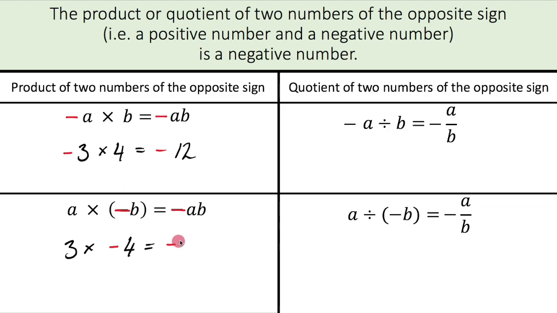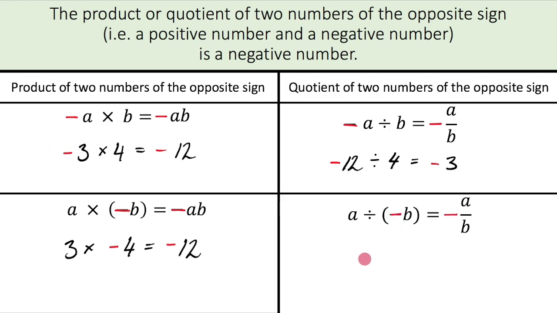Let's now move on to quotient of two numbers of the opposite sign. So here I have a negative number divided by a positive number, and my answer is negative. So again, I can give you proof of this. If I had negative 12 and I divided it by 4, my answer is going to be negative 3. And again, down here, now my negative is just over here, so I have a positive number divided by a negative number, and my answer is negative.